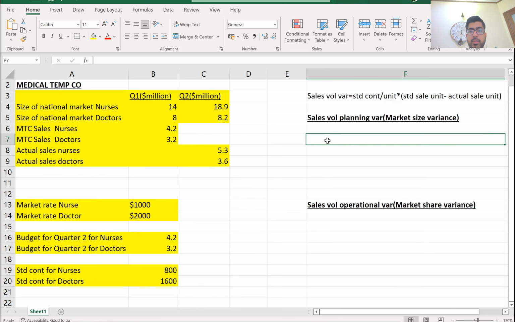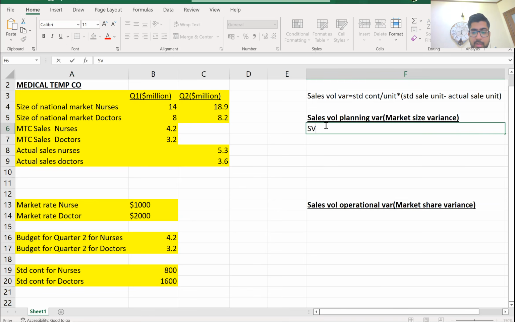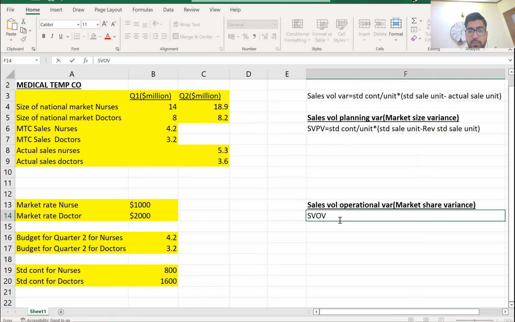If you are calculating sales volume planning variance, SVPV, what you do is actual figures are replaced with revised standard. Standard contribution per unit remains the same. Standard sale units remain the same. But in place of actual sales units comes revised standard sale units. But when you are calculating sales volume operational variance, also called market share variance, all standard things get replaced by revised standard. Standard contribution per unit becomes revised standard contribution per unit, standard sales units become revised standard sale units, and actual sales units remain at their place.